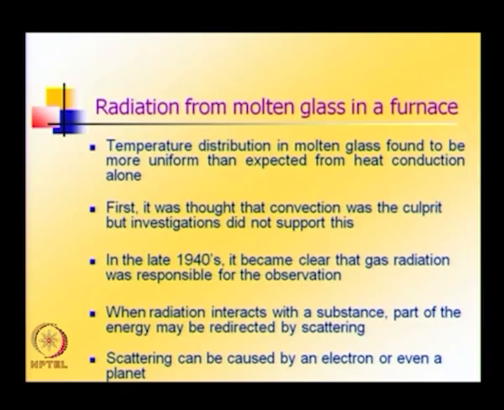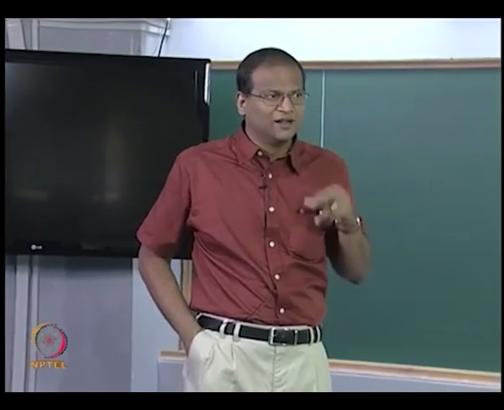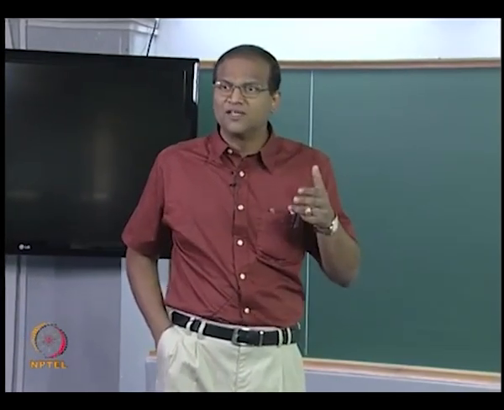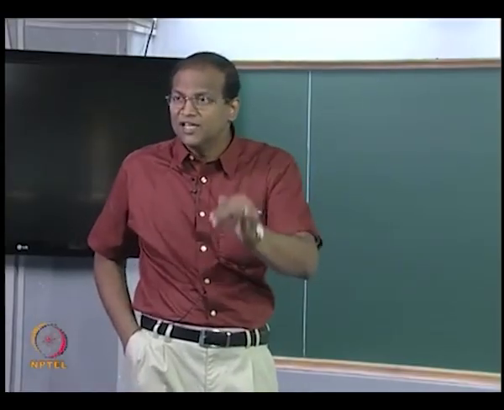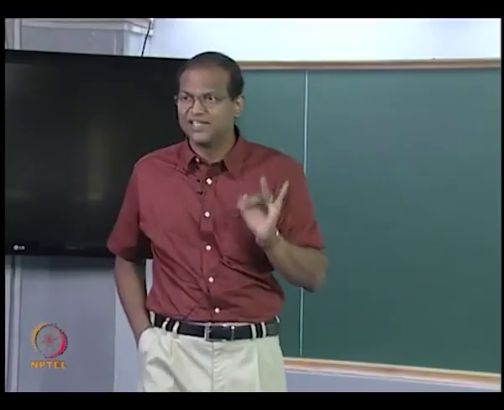The origin of all this is basically the classical problem of radiation from molten glass in a furnace. Glass making, glass blowing, is a very traditional and very old technique. When they measured the temperature distribution of molten glass, they found it to be more uniform than expected from heat conduction alone. When they solved the heat conduction equation, there was a theoretically expected temperature distribution, but the actual temperature distribution was much more uniform. Then they started investigating why the conduction equation was not able to satisfy this accurately.